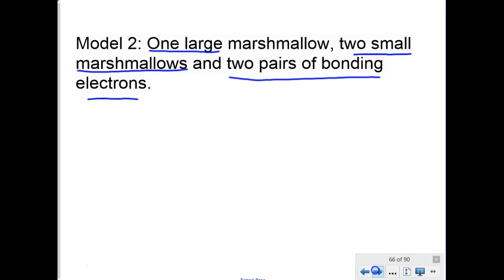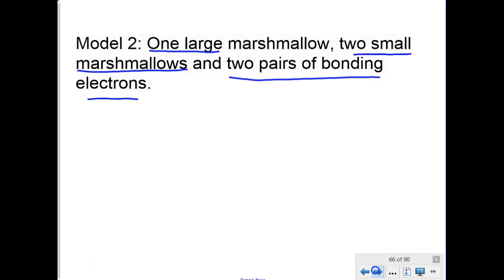How many atoms are there in your model? There are 3. How many electron pairs? 2. There's 2 toothpicks. Would you describe these as lone pairs or bonding pairs? Why is it 3 for the number of atoms? 1, 2, 3. It's the total number of atoms represented, okay? Are these toothpicks representing lone pairs or bonding pairs? They're bonding pairs only. There's no lone pairs.